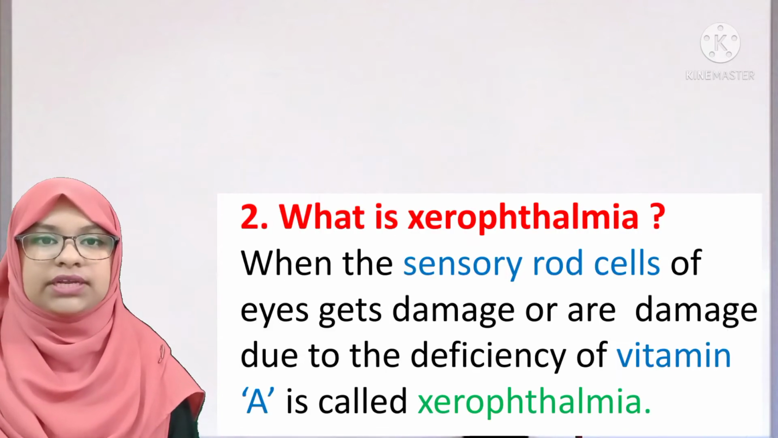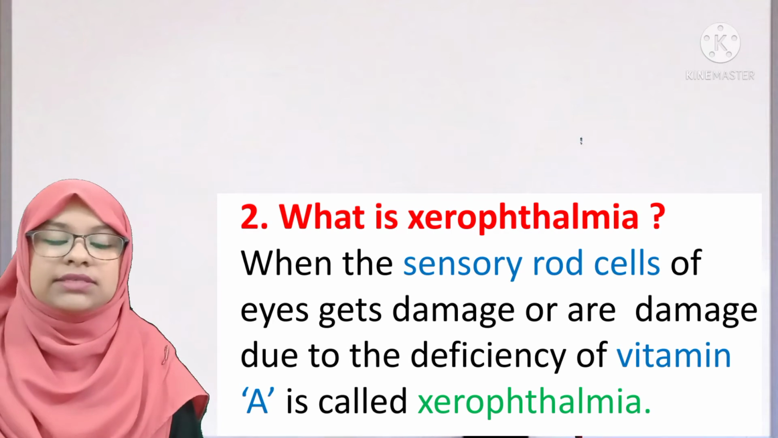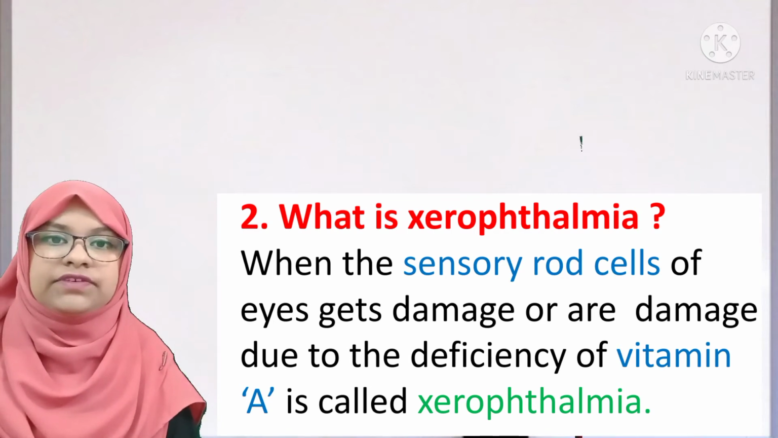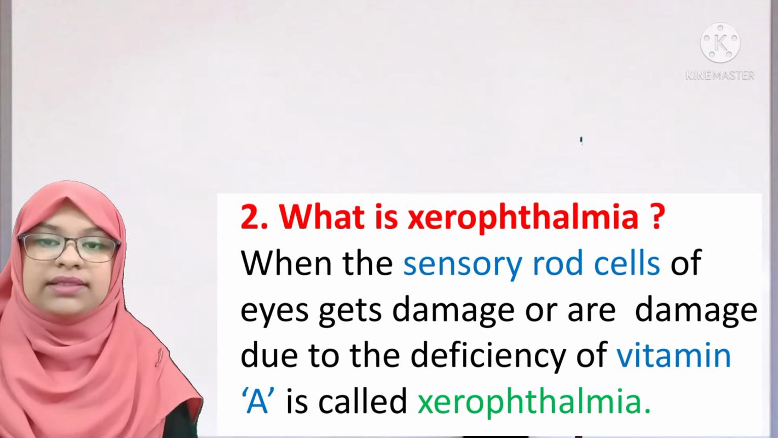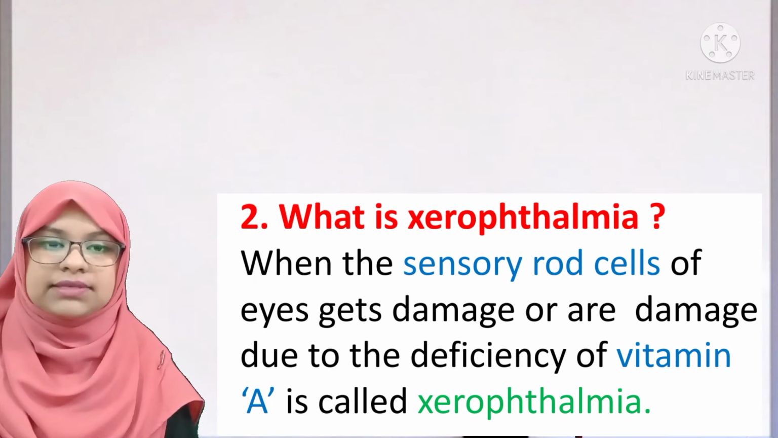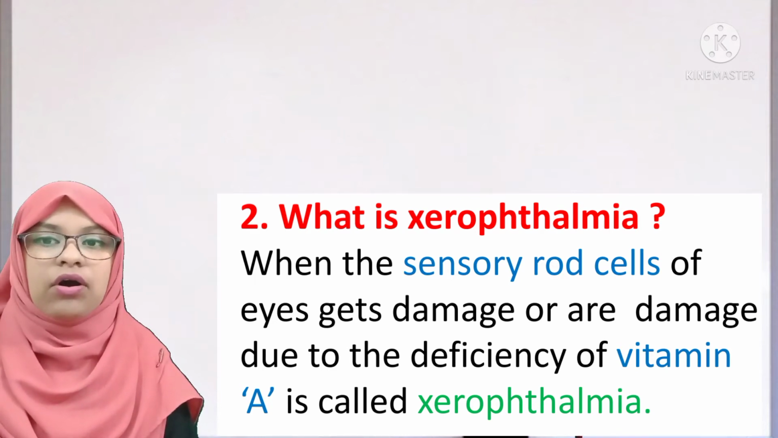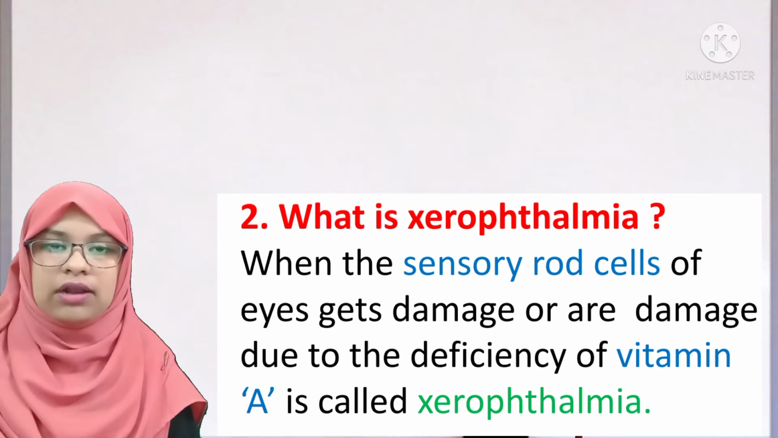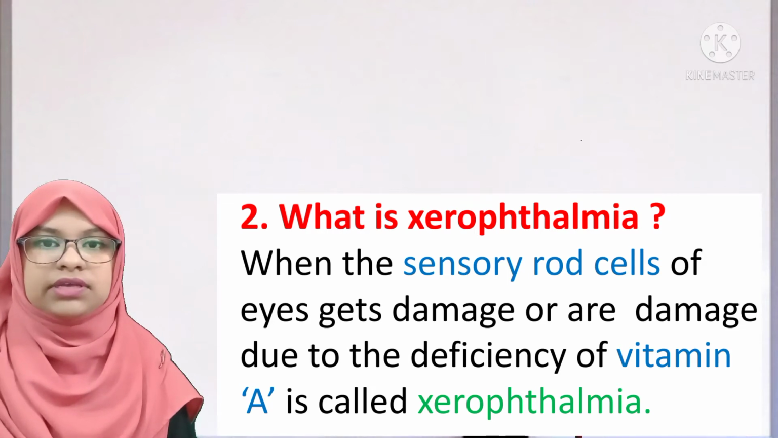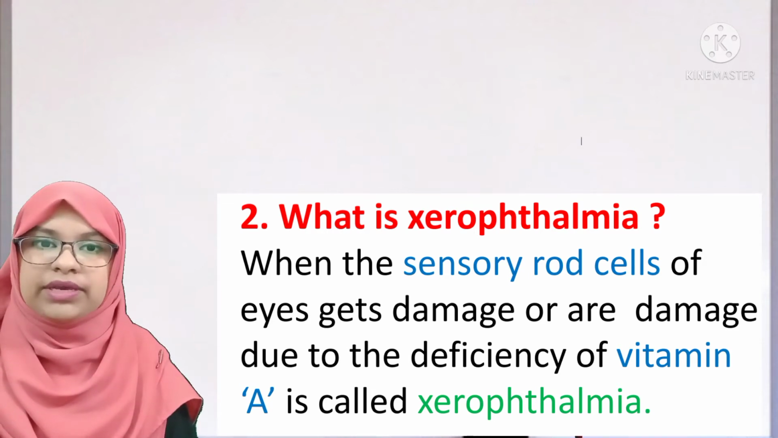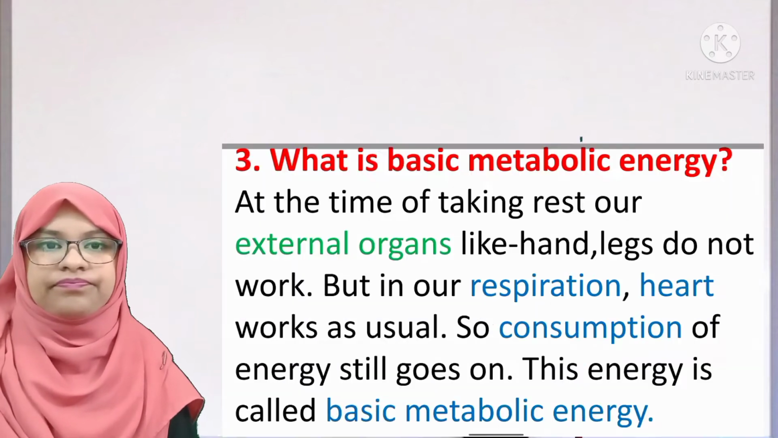Our second question is, what is xerophthalmia? Xerophthalmia is a vitamin A deficiency disease. When the sensory rod cells of the eyes are damaged due to the deficiency of vitamin A, it is called xerophthalmia. Okay, xerophthalmia is related with night blindness.